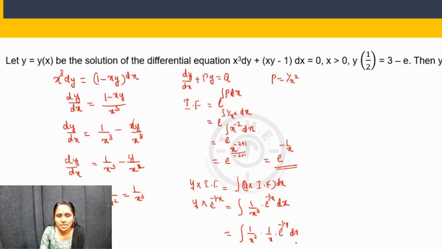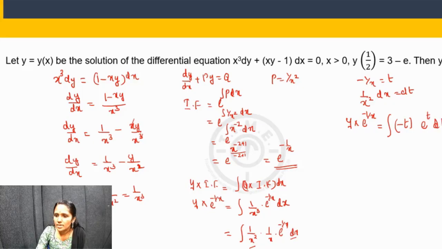To integrate on the right side, we can substitute this minus 1 by x as t. Now take the derivative, we will get minus into minus 1 by x square, so 1 by x square dx is equal to dt. The solution is y into e raised to minus 1 by x is equal to the integral. This 1 by x square dx, you can write as dt, and this 1 by x here is minus t. So it is minus t into e raised to t dt.